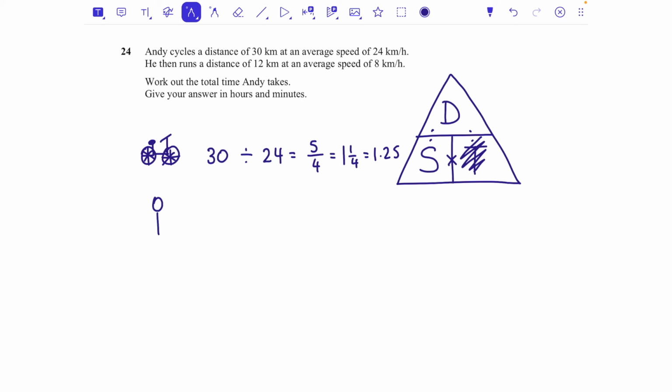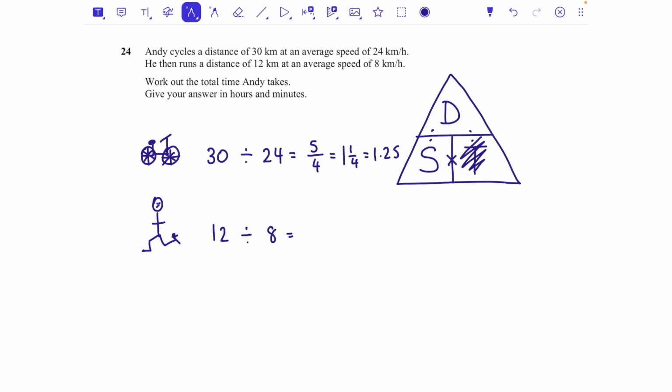Then he's going to run. Oh no, I've broken his leg. Anyway, you get the idea. There we go, he's running. And then we're going to do 12 kilometres at an average speed of 8. So 12 divided by 8 is going to be 1.5.